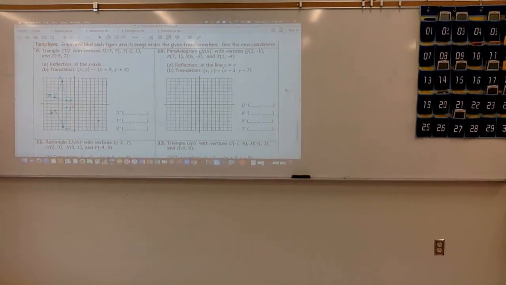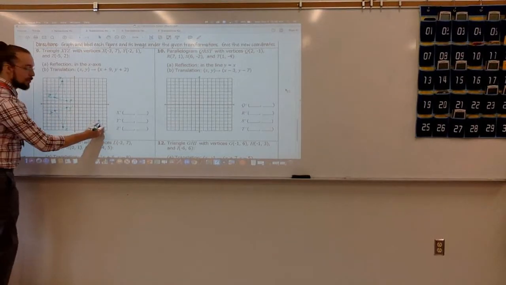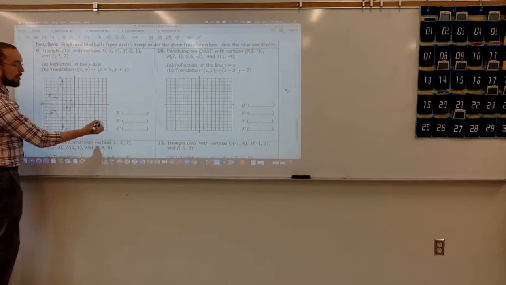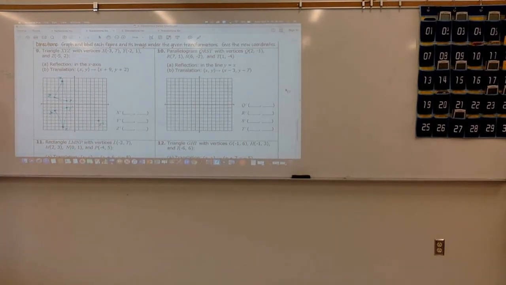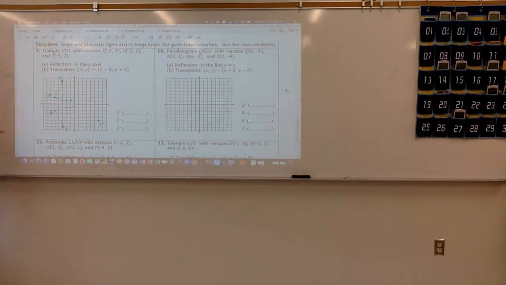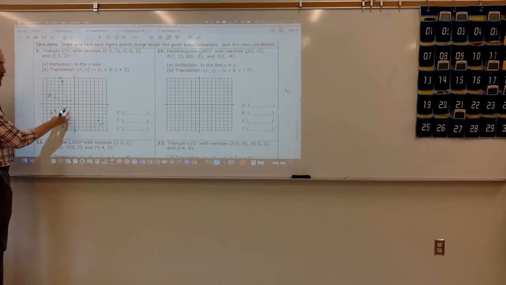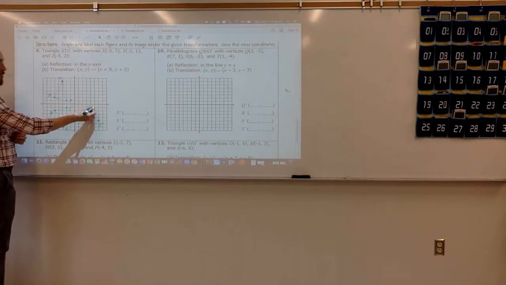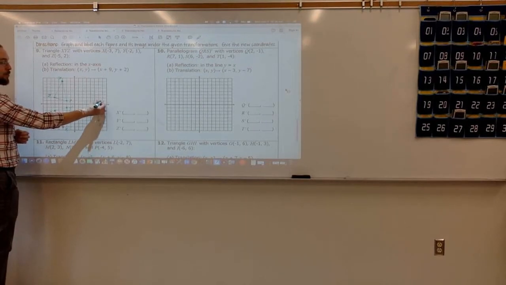Now, since this is the second operation that I'm doing on this, I'm going to label this as x double prime. Okay? This is the second time I've transformed this point, so this is x double prime. So do the same thing with each of our other coordinates. Y, I'll go right 1, 2, 3, 4, 5, 6, 7, 8, 9, and up 1, 2.